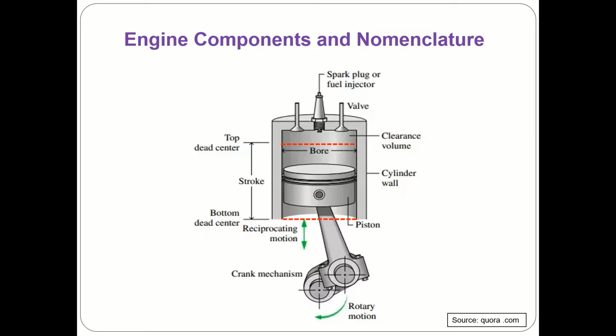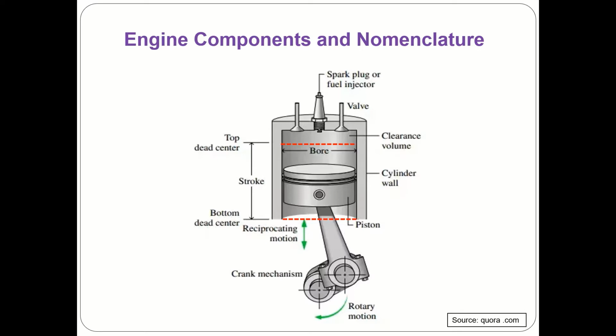During the reciprocation from top dead center to bottom dead center, or from bottom dead center to top dead center, this reciprocating motion is then converted to rotary motion by an arrangement which is provided in the crank mechanism. The crank mechanism uses the principle of eccentricity in order to convert this reciprocating motion into rotary motion. Other components include the pin connecting the connecting rod with the piston, which is called the gudgeon pin. Then the pin connecting the connecting rod with the crank is called the crank pin.